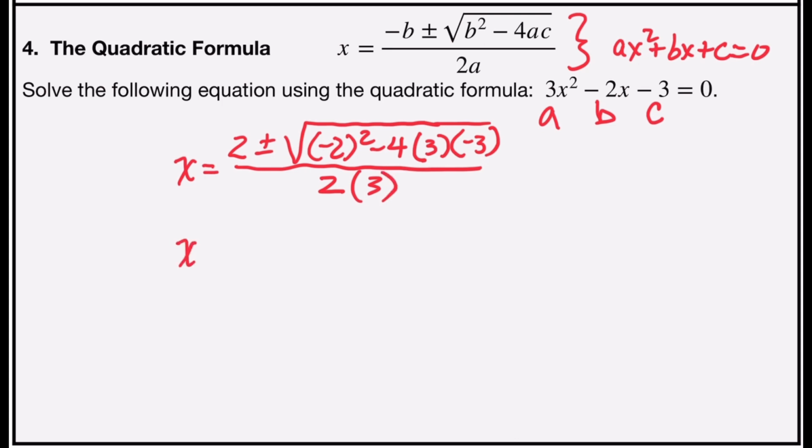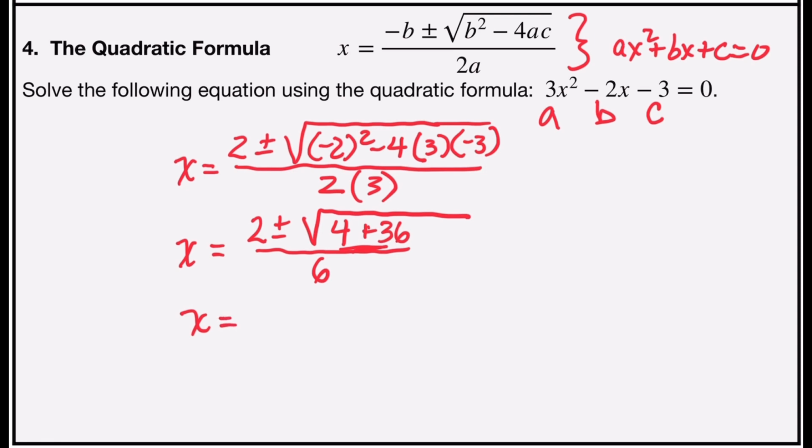So now I'm going to simplify. X is equal to 2 plus or minus the square root of negative 2 squared is 4, negative 4 times 3 is negative 12, and negative 12 times negative 3 is positive 36. In the denominator, 2 times 3 is 6. So now I just have 4 plus 36 inside the radical symbol. 2 plus or minus the square root of 4 plus 36 is 40 over 6.